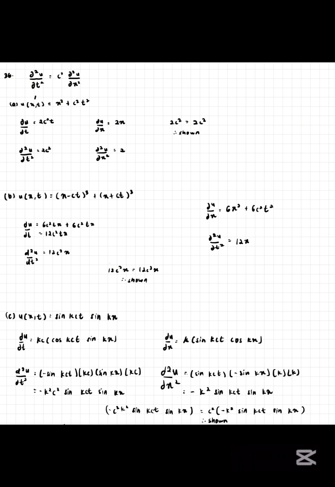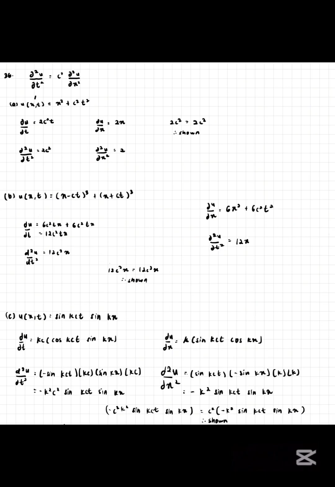For part A, the given equation is u(x,t) equal to x square plus c square t square. We differentiate u with respect to t, and we get 2c square t, while with respect to x we get 2x. Next we differentiate it twice. For del square u over del t square, we get 2c square, while for del square u over del x square, we get 2. So it is satisfied.